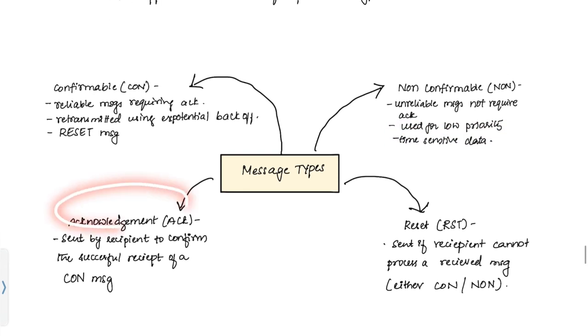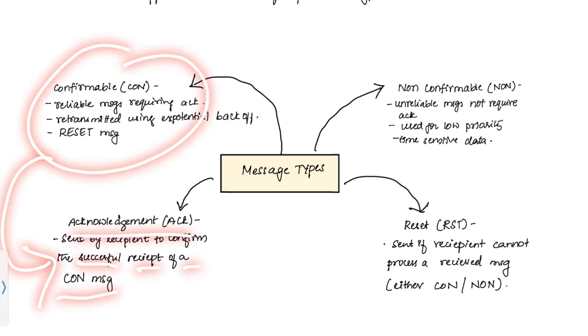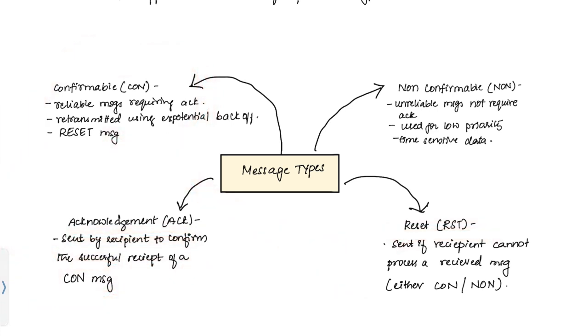Speaking about the acknowledgement, it is sent by the receiver to confirm that whatever message you have sent is successfully received. It is the successful receipt of a CON message. Successful receipt of this message is the acknowledgement. And reset is sent when the data is not transferred properly or the data is not processed properly at the receiver's end. That is reset.